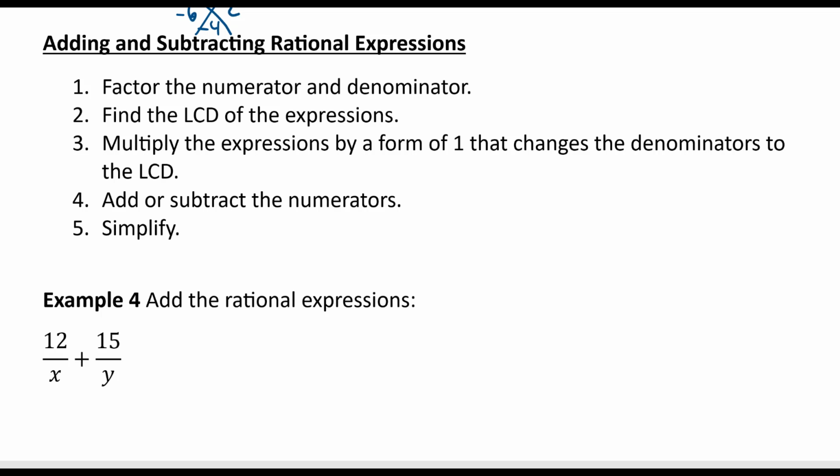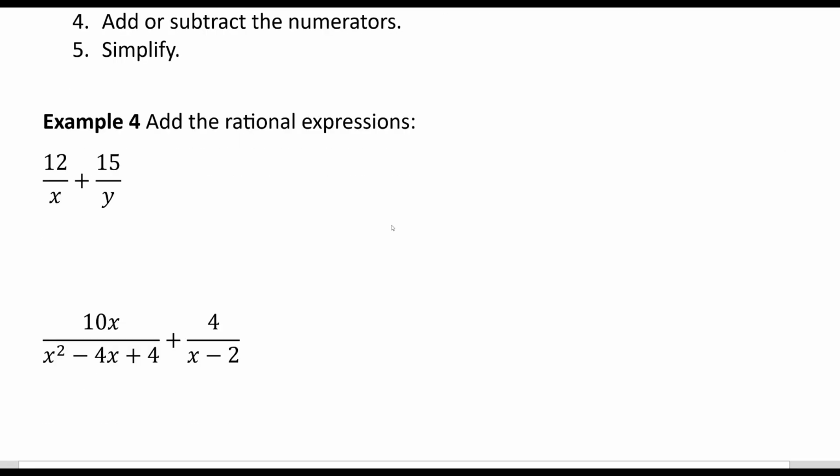So what we do is factor the numerator and denominator. Then we find the least common denominator of the expressions. And then multiply the expressions by a form of 1 that changes the denominators to the least common denominator. And then add or subtract the numerators and then simplify. So it's very much like we would work with regular fractions.